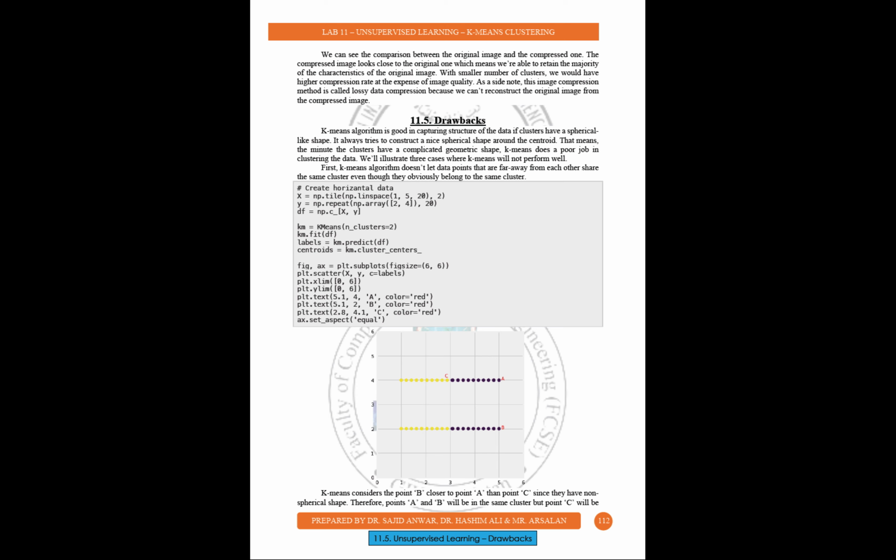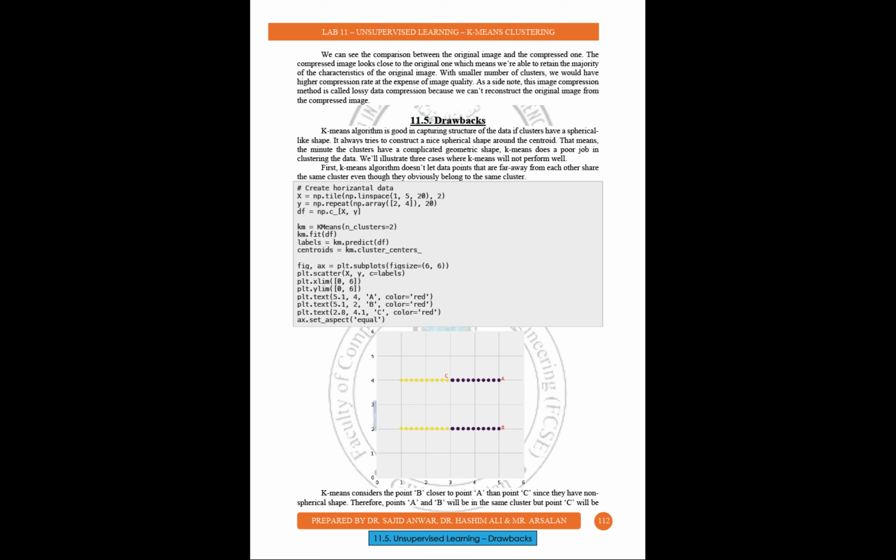We can see that in the comparison between the original image and the compressed one, the compressed image looks close to the original one, which means we are able to retain the majority of the characteristics of the original image. With a smaller number of clusters, we would have a higher compression rate at the expense of image quality. As a side note, this image compression method is called lossy data compression because we can't reconstruct the original image from the compressed image.